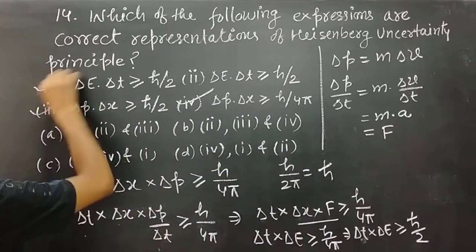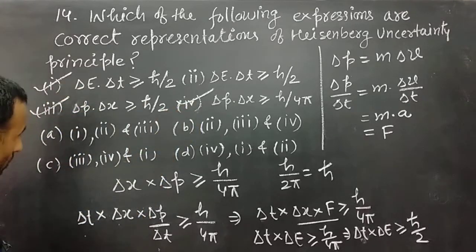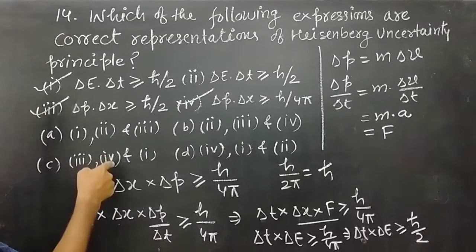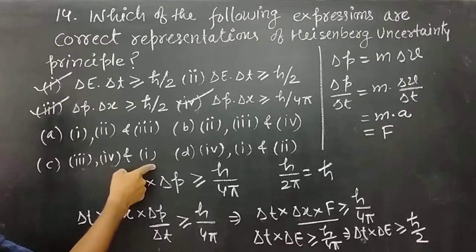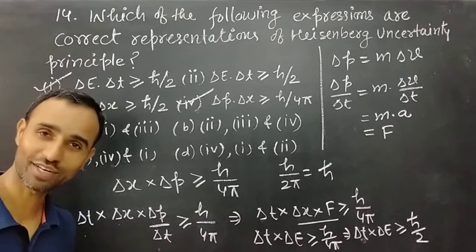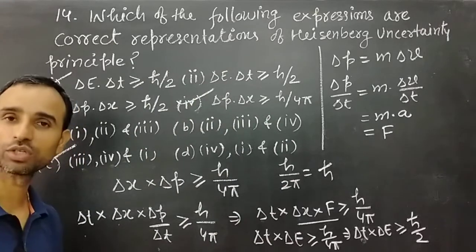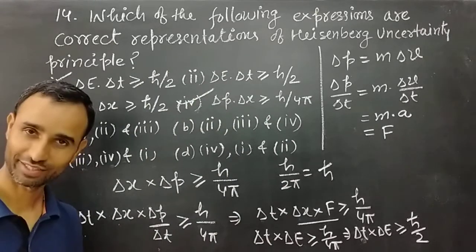So that means the first option is also correct. So first, third and fourth. Third, fourth and first. That means C option is correct. Got it? So this is about the questions till 2013.